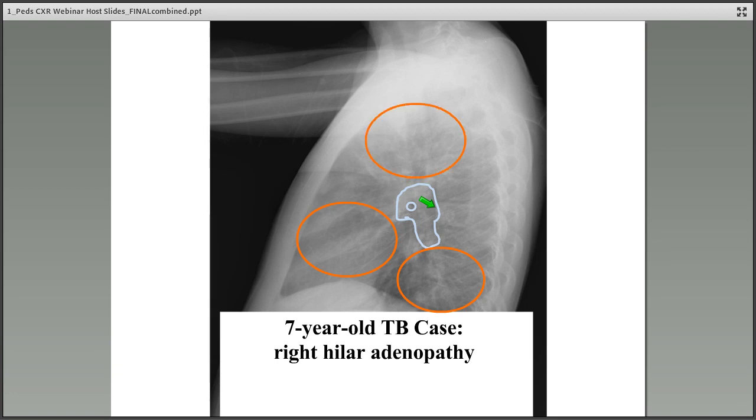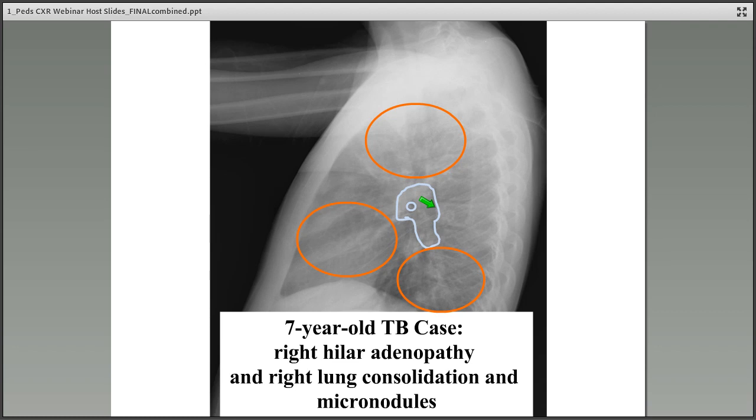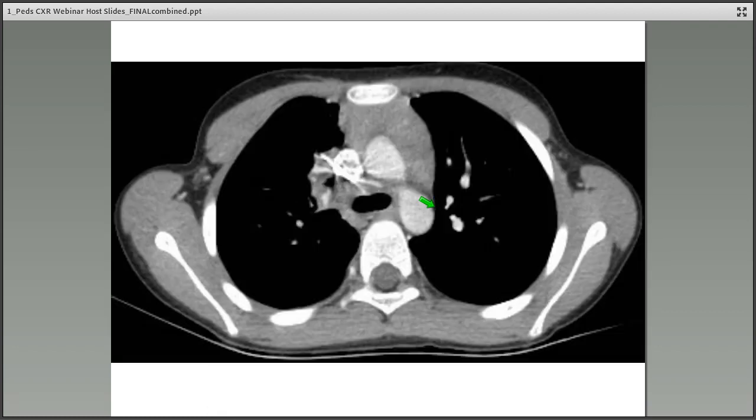Additionally, you also see areas of consolidation and micronodules in the upper and middle as well as the lower lung. This patient has a CT. The patient still has some remnant thymic tissue, but on the right hilar region, you see increased soft tissue consistent with adenopathy.